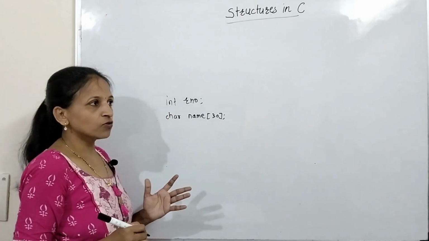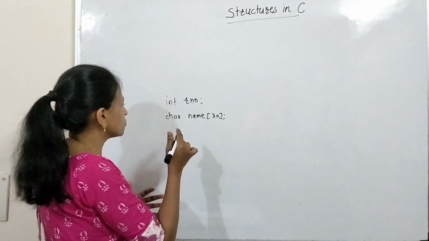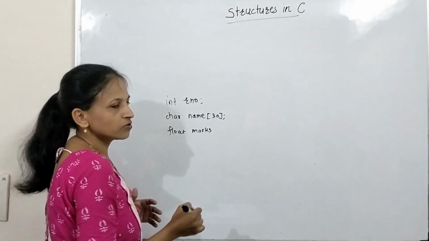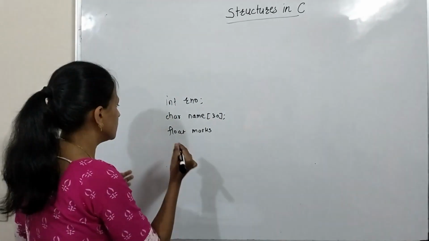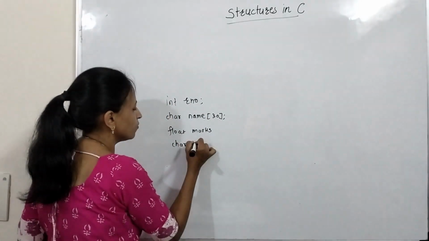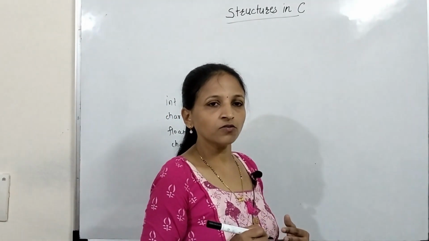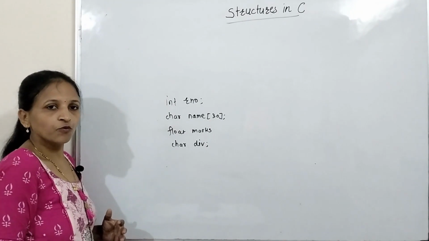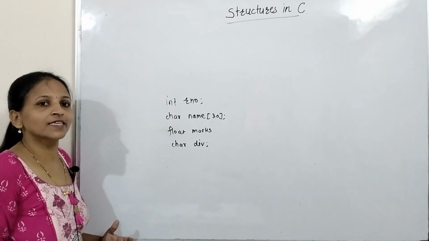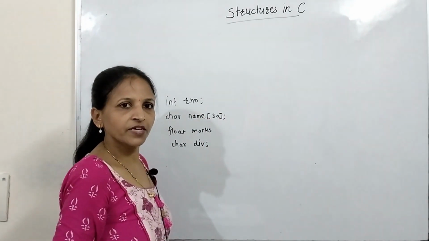Next, I want to store marks in a particular test for that student, like float marks. I want to store the division of that student, let's say A, B, C, D, E. Then one character variable we have to declare for storing that division. Now this is data about a student. If you want to store one student's data, you can store it in these variables very easily.